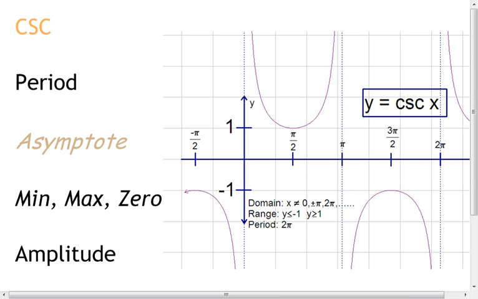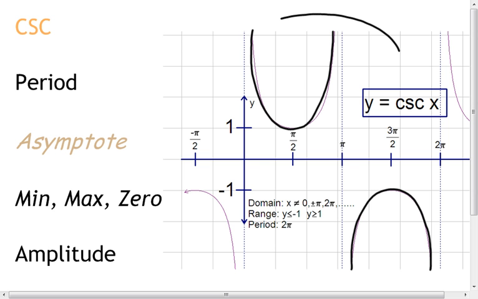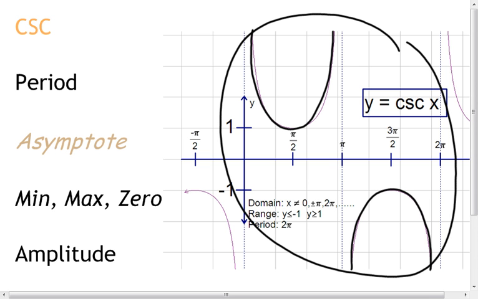Same thing here. There are spots where cosecant is undefined, and so you do need asymptotes. And then the other thing I want to point out to you is that it takes both an up curve and a down curve for the cycle to repeat itself. So this is one full period. Okay, that much is one full period. And you can see that the period is still 2 pi.